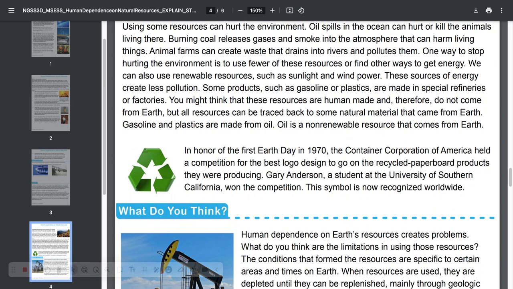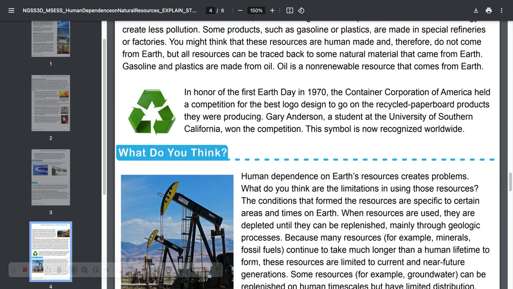Using some resources can hurt the environment. Oil spills in the ocean can hurt or kill animals living there. Burning coal releases gases and smoke into the atmosphere that can harm living things. Animal farms can create waste that drains into rivers and pollutes them. One way to stop hurting the environment is to use fewer of these resources or find other ways to get energy. We can also use renewable resources such as sunlight and wind power. These sources of energy create less pollution.